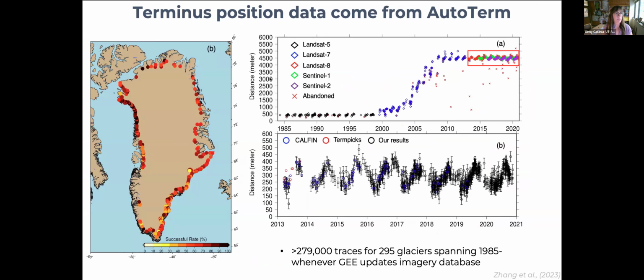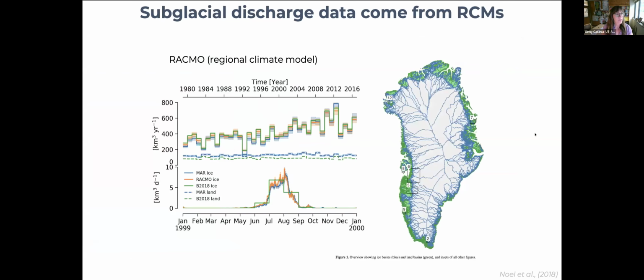This uses a whole composite of different satellite products in order to get a very dense, mostly seasonal time series, from 2014 onwards, of terminus data for all of Greenland's glaciers. We also looked at regional climate models. This is just RACMO, but we also looked at MAR, putting out runoff or subglacial discharge estimates as time series.